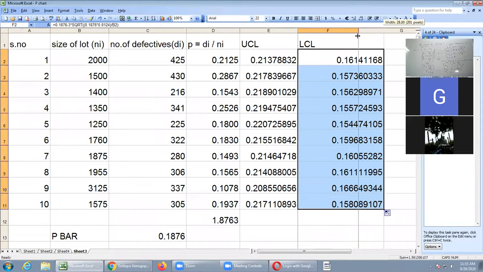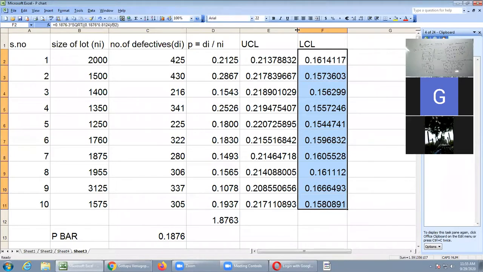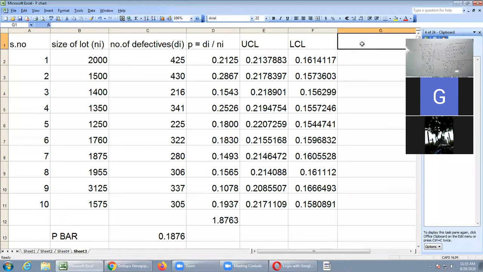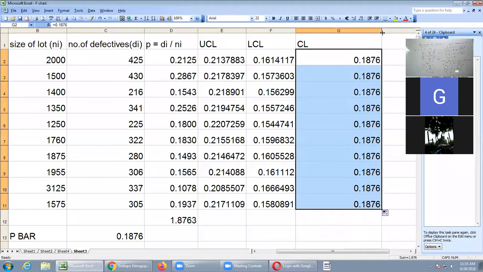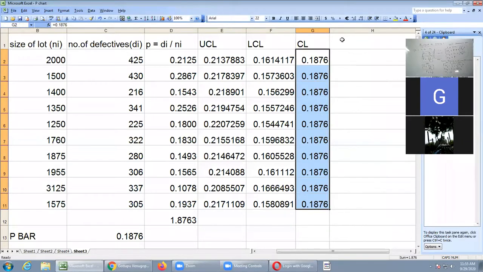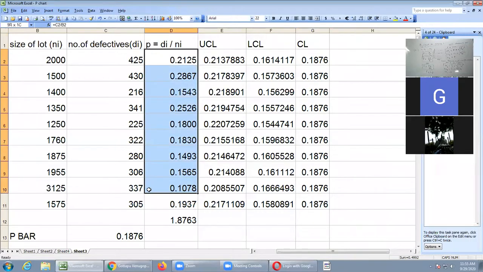And next what you have to do? Next you have to do CL. All of you know CL is a fixed value, so equal to P bar. What is the P bar value? 0.1876. And then press enter. Now you can drag, you will get the remaining values. Now CL is completed. Last one is P values you have to copy because P chart you are constructing.